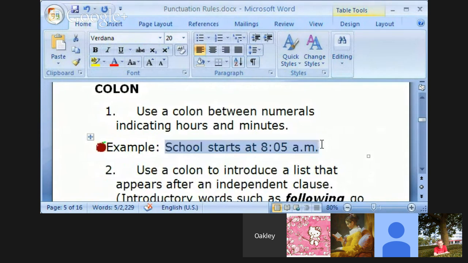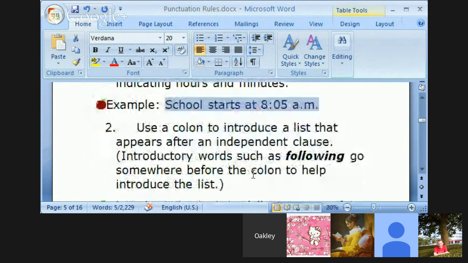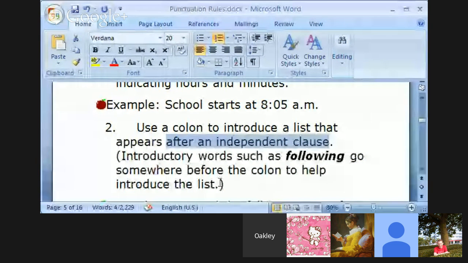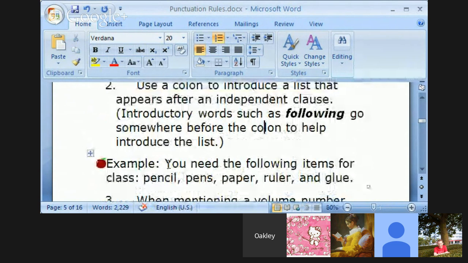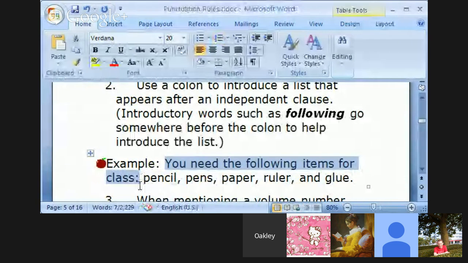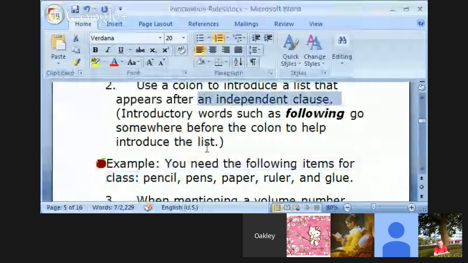Okay, here's another use. You use a colon to introduce a list that appears, now this is kind of important, after an independent clause. Often to make this clear, we use words like following. We use some kind of words to express, here comes a list. So here you go. You need the following items for class, and then there's your colon. Pencil, pens, paper, blah, blah, blah. There's your list. All right, so this is acceptable. The one mistake that people often make is they don't actually make an independent clause first.